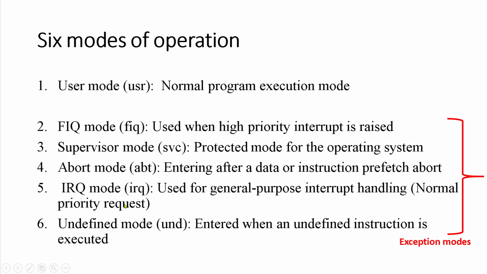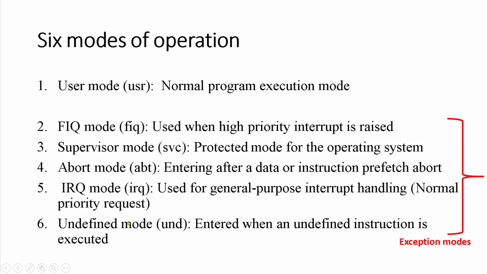And the sixth mode is called undefined mode, designated as UND. The ARM processor will enter this mode when an undefined instruction is executed. So these are the 6 operating modes of the ARM processor.